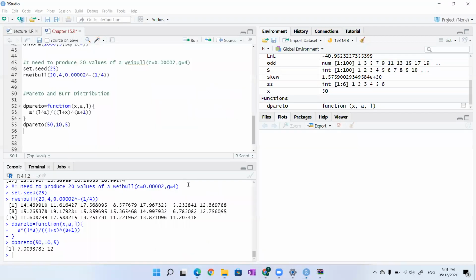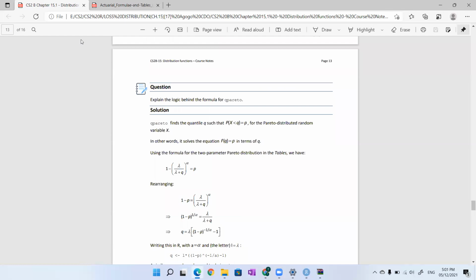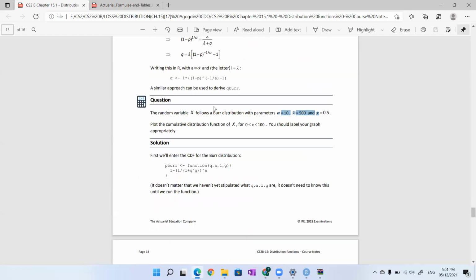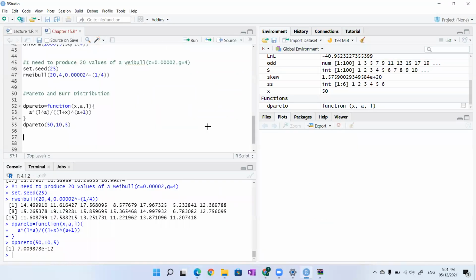Let's move on to a few more examples we solve, okay? So we'll solve this sum only as I said earlier, okay? यही sum देखेंगे, okay? This sum only. So a random variable x follows a Burr distribution. You have to make a cumulative distribution. So cumulative distribution क्या होता है? P Burr. Okay, so P Burr का मैं formula define करता हूँ.